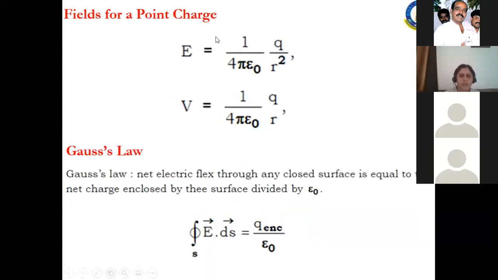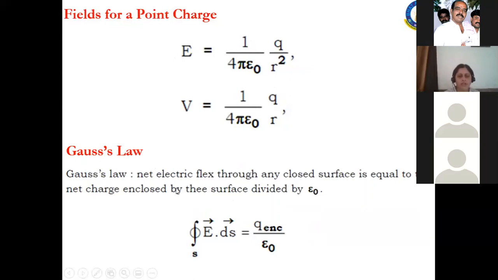So now that is the formula for the electric field and electric potential. E is equal to 1 by 4 pi epsilon naught Q by R square, and V is equal to 1 by 4 pi epsilon naught Q by R. All these you have already studied in your PUC classes. Just a brief introduction. Next we shall move on to Gauss law.